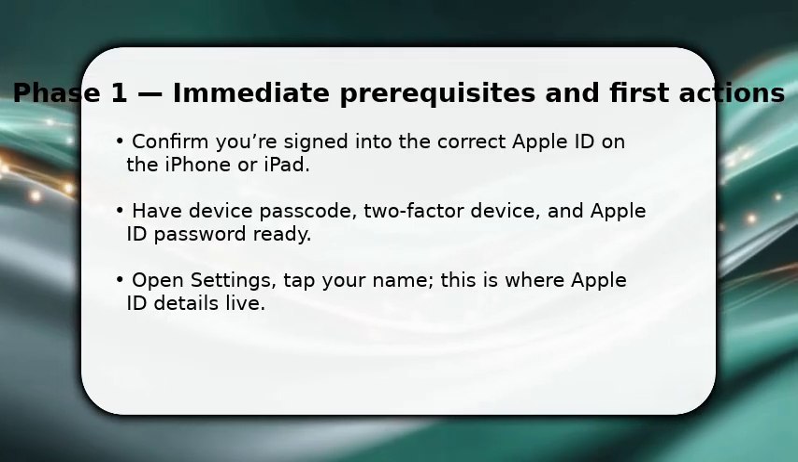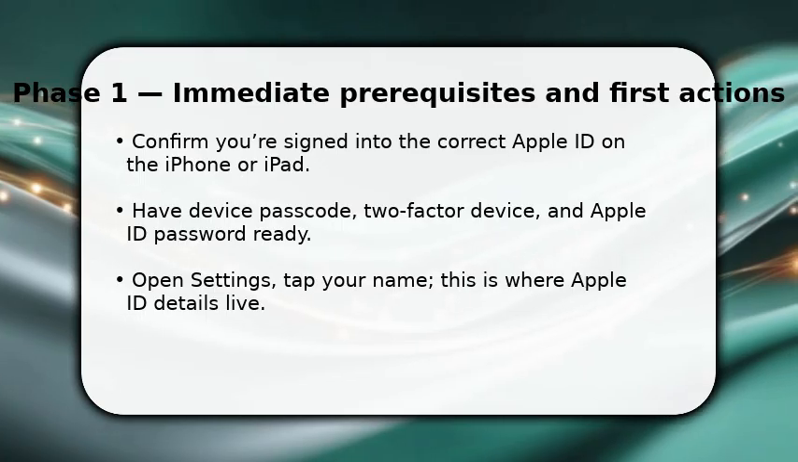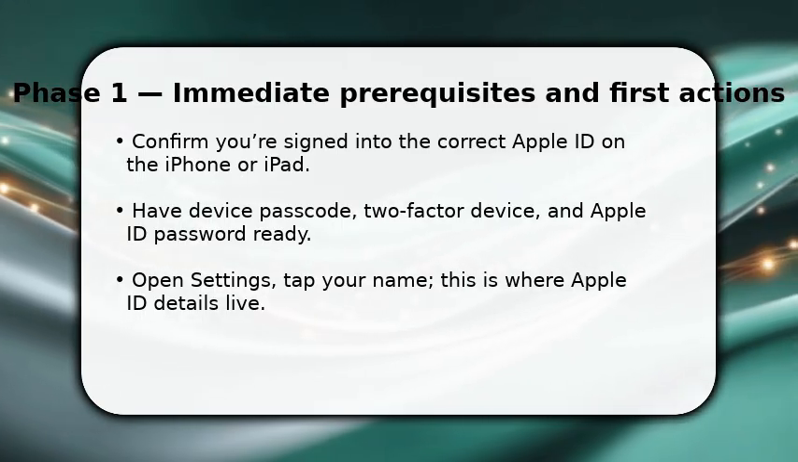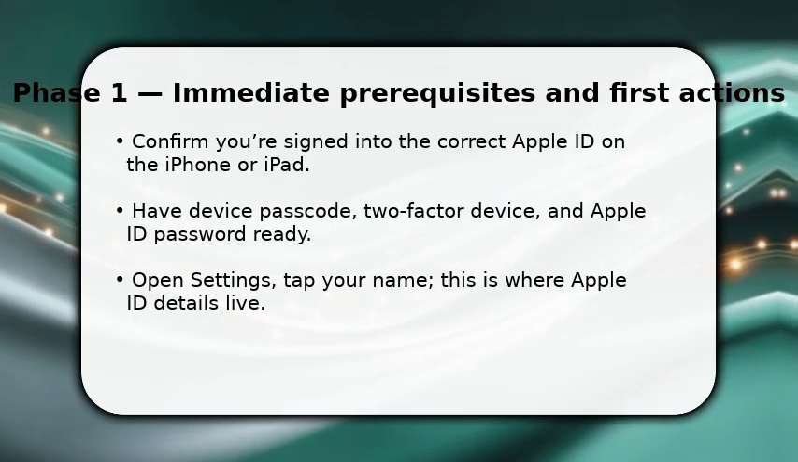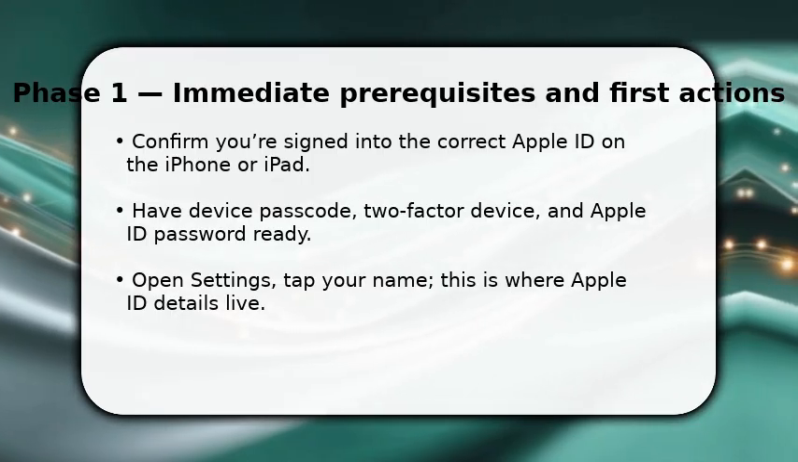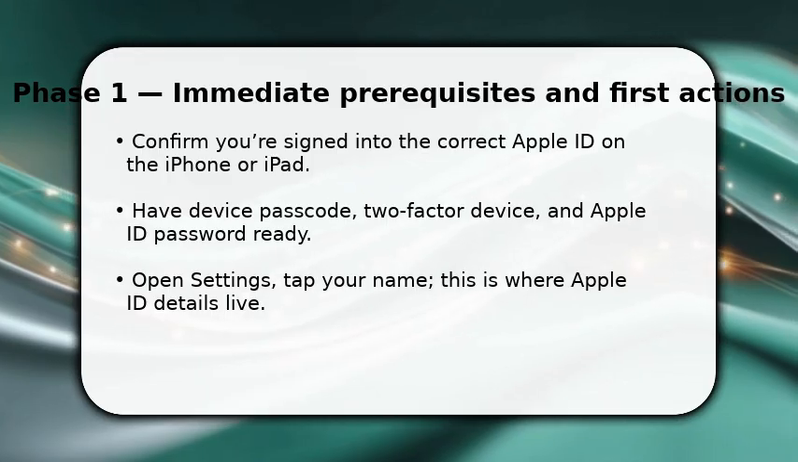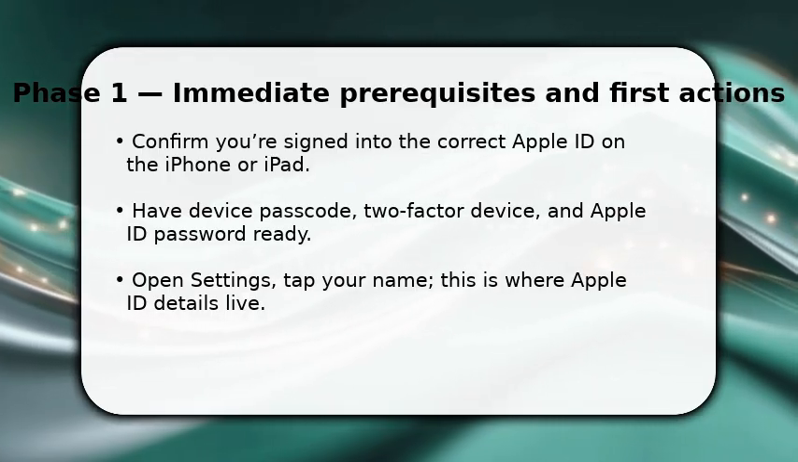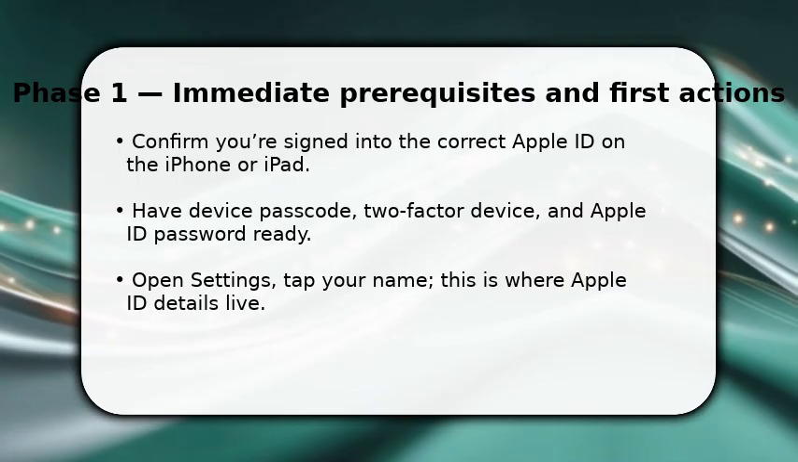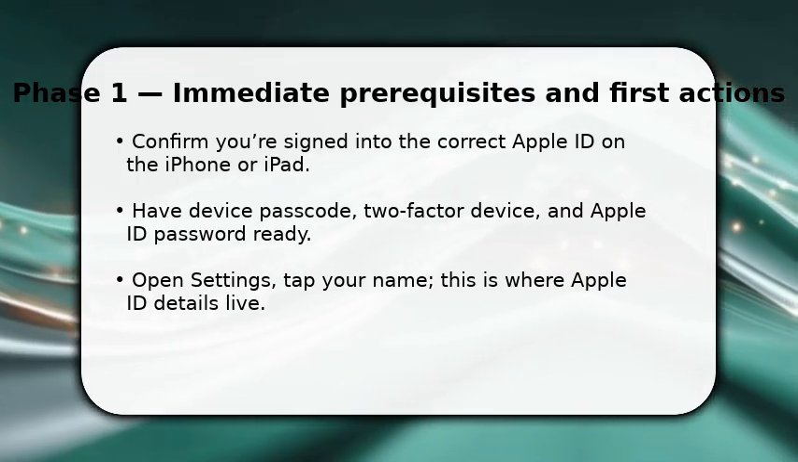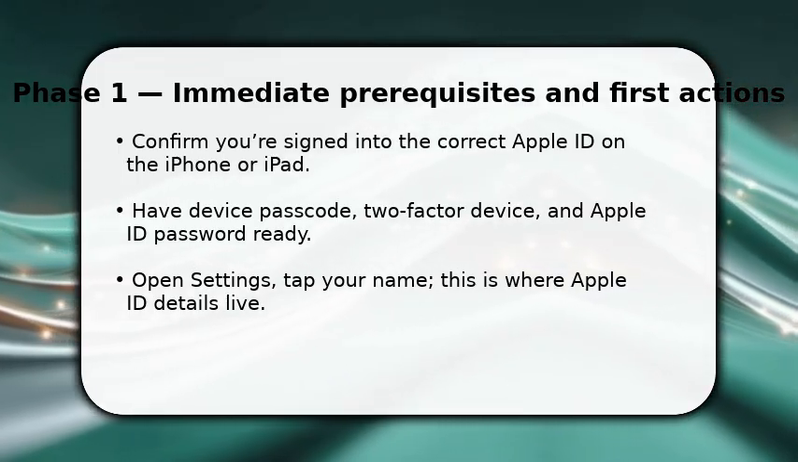You're going to change the birthday tied to Apple Cash by updating your Apple ID. First, make sure you're signed into the correct account on the device and have your passcode plus the two-factor device nearby. Once ready, open Settings and tap your name at the top to open Apple ID settings. You need account access to update personal info. This is why you must be signed in.